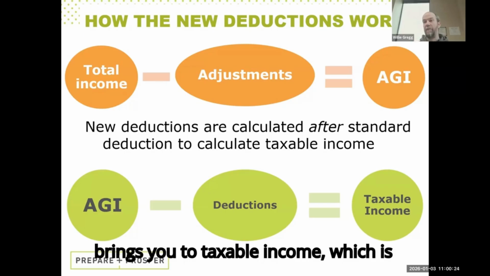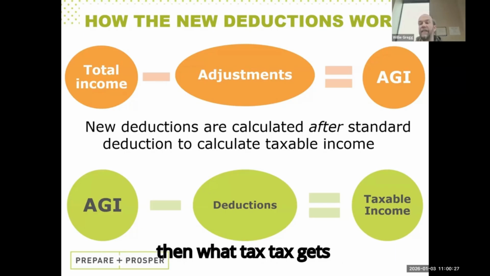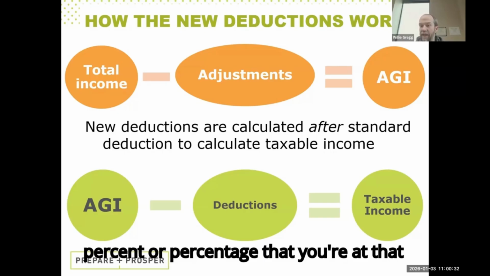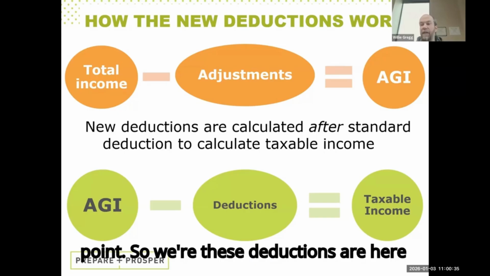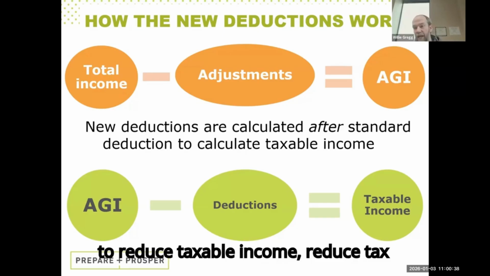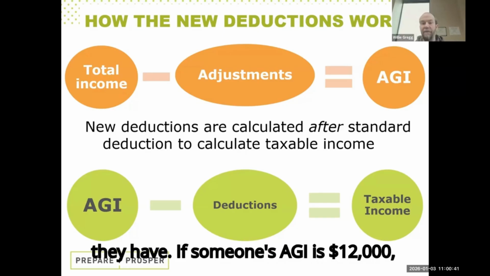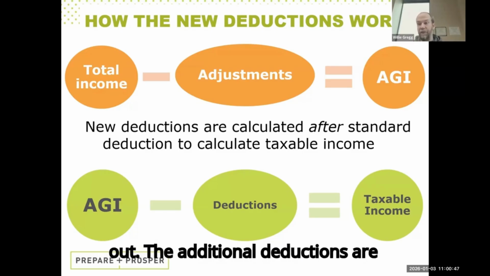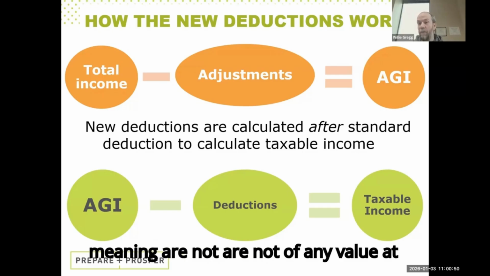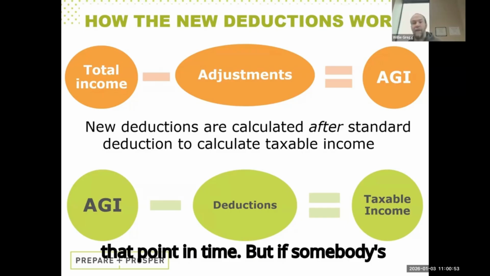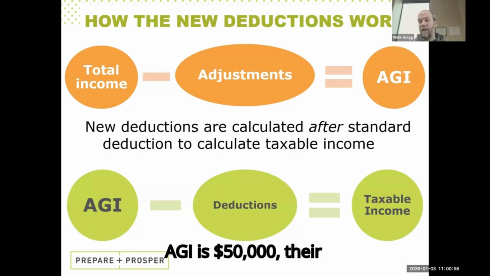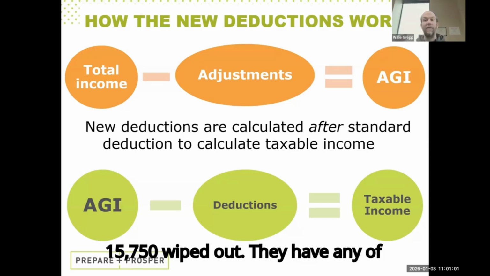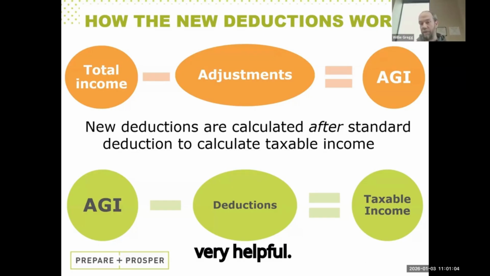And that brings you to taxable income, which is what tax gets applied to, at whatever percentage you're at. So these deductions are here to reduce taxable income and reduce tax liability. And that's the benefit they have. If someone's AGI is $12,000, their standard deduction wipes it out. The additional deductions are not of any value at that point. But if somebody's AGI is $50,000, their standard deduction wipes out $15,750. If they have any of these additional deductions, that can be very helpful.